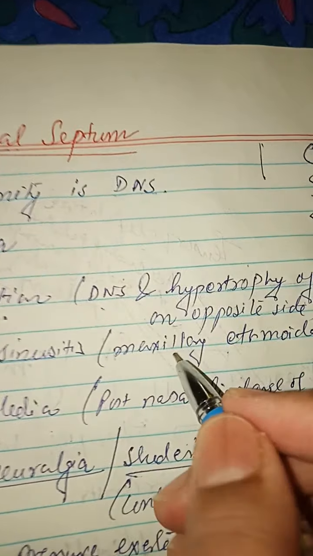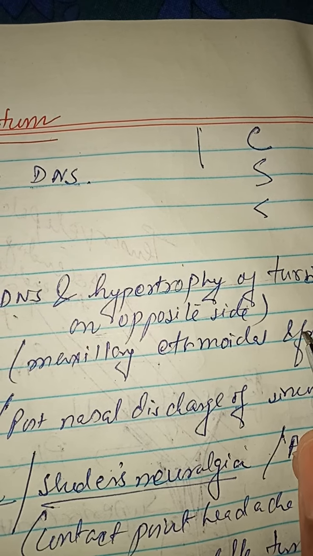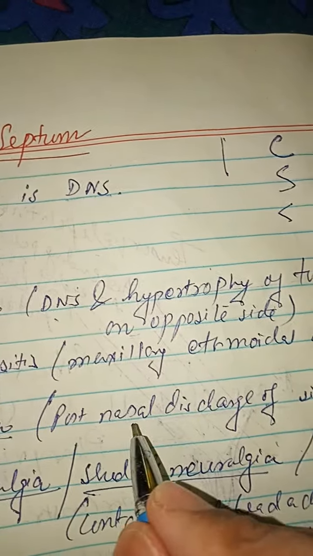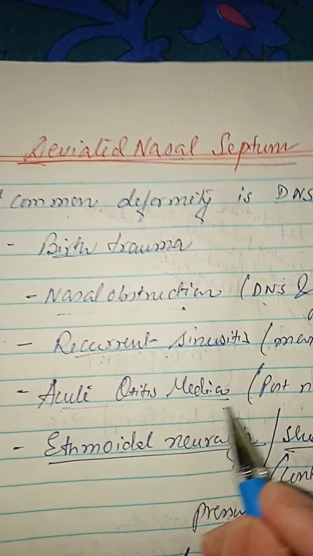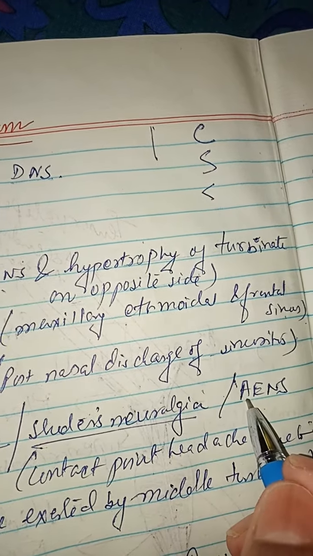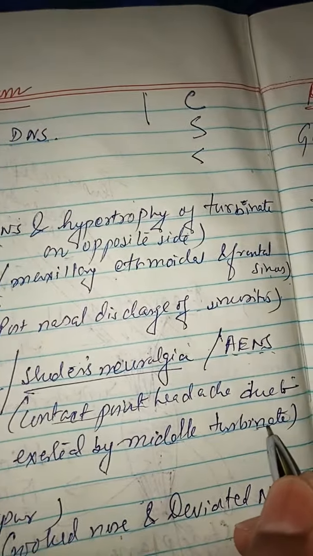Second is recurrent sinusitis, because maxillary, ethmoid and frontal sinus all open into the middle meatus. So if there is a hypertrophy of the middle turbinate, then there is recurrent sinusitis. Then acute otitis media: as there is a sinusitis, there will be a postnasal discharge due to the sinusitis causing blockage of the eustachian tube and acute otitis media. Ethmoidal neuralgia or Sluder's neuralgia, sphenoethmoidal neuralgia or anterior ethmoidal nerve syndrome is also due to contact point headache due to the pressure exerted by the middle turbinate.